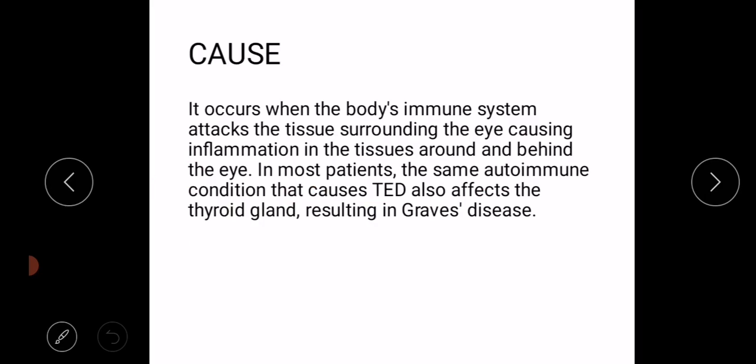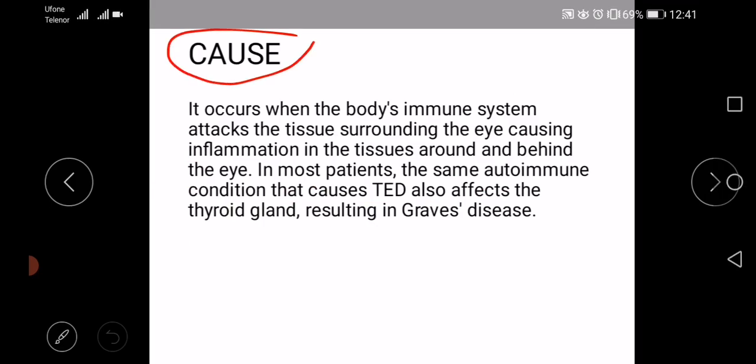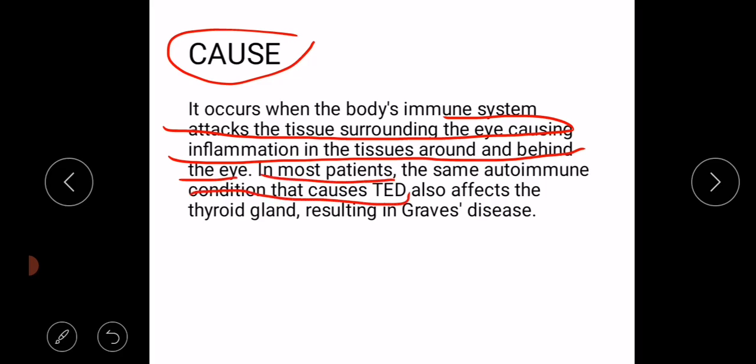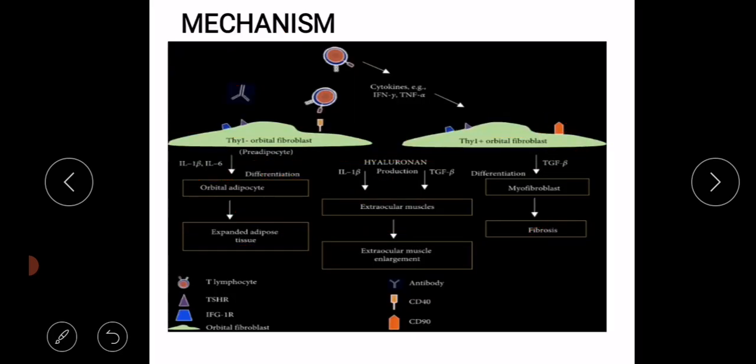Cause. It is obvious the cause, as the name indicates, is in the thyroid. It occurs when the body's immune system attacks the tissue surrounding the eye, causing inflammation in the tissues around and behind the eye. In most patients, the same autoimmune condition that causes TED also affects the thyroid gland, resulting in Graves' disease. So the antibodies that are formed against the thyroid gland are also formed against the tissues surrounding the eye, and it leads to ophthalmopathy.